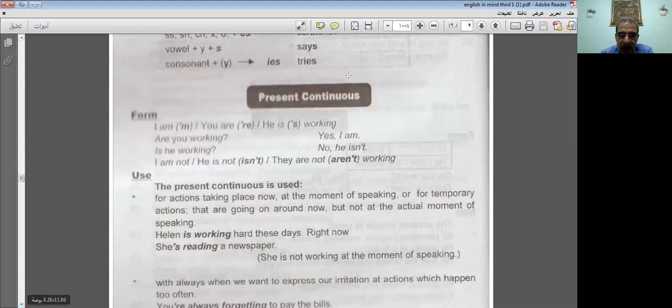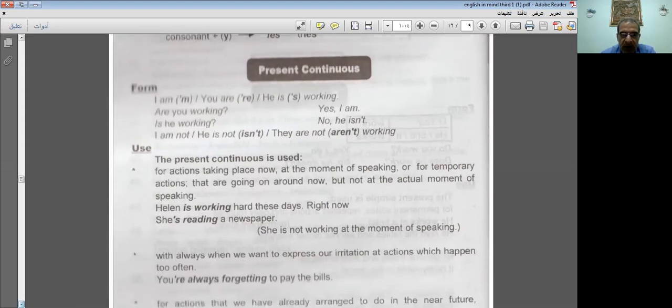Here we have the present continuous. Am, is, are plus verb ing. Are you working? Is he working? I'm not. This is the affirmative. This is the yes or no question. Okay. And this is the negative. You just put not after am or is or are. You can use the complete form, not, or apostrophe t, as you can see here.